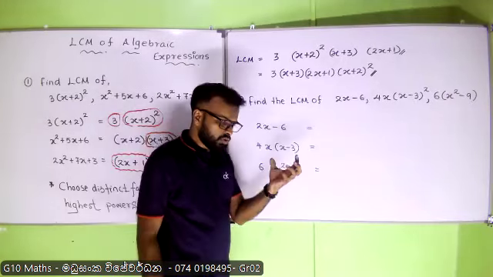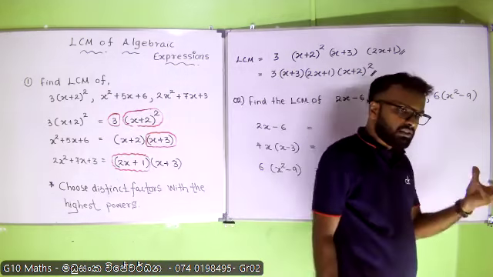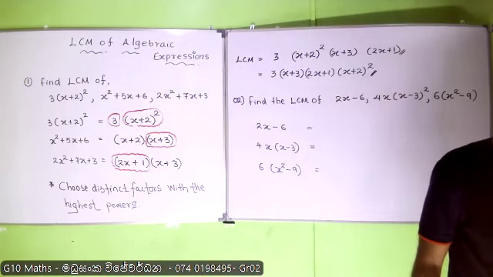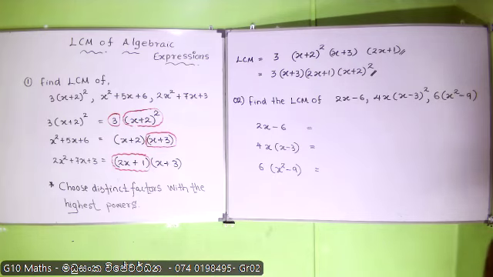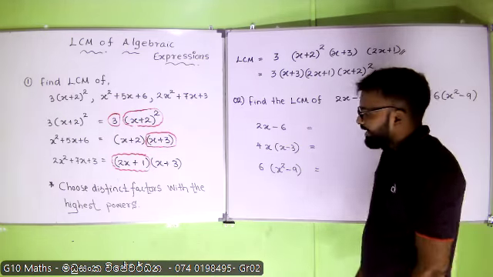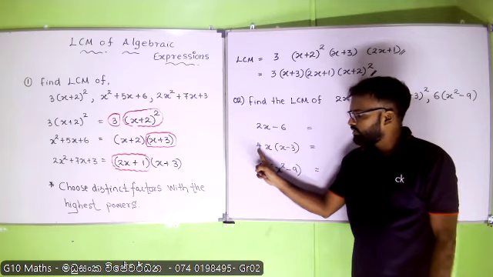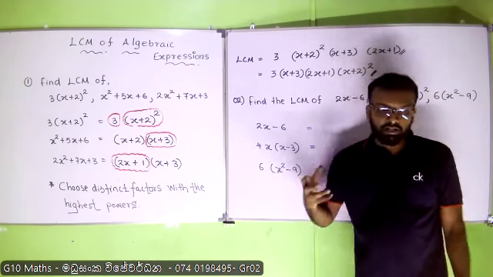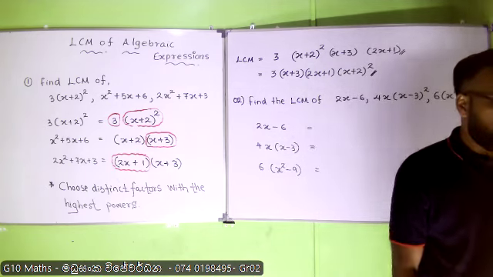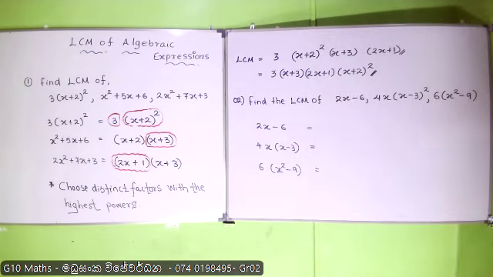And you need to choose the distinct factors with the highest power. And when you are writing this, the numbers 4 and 6, you need to factorize 4 and 6. How are you going to factorize?